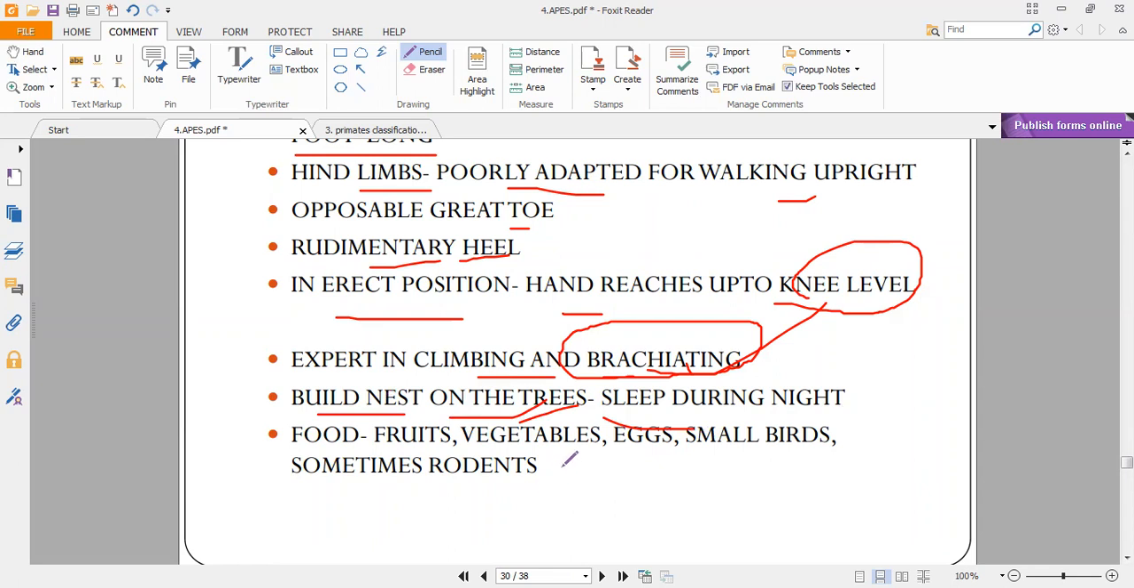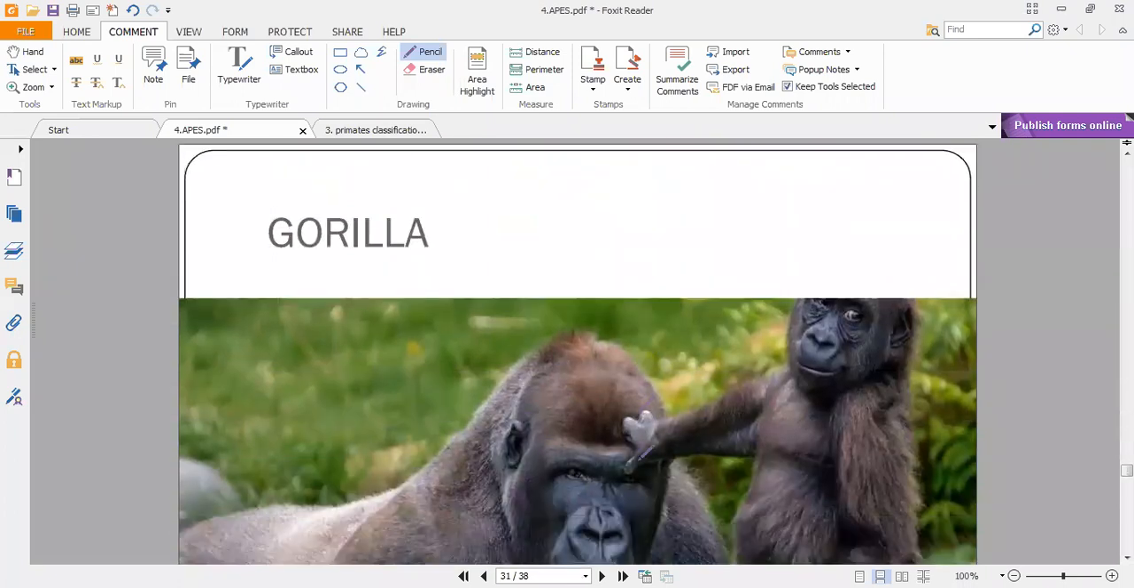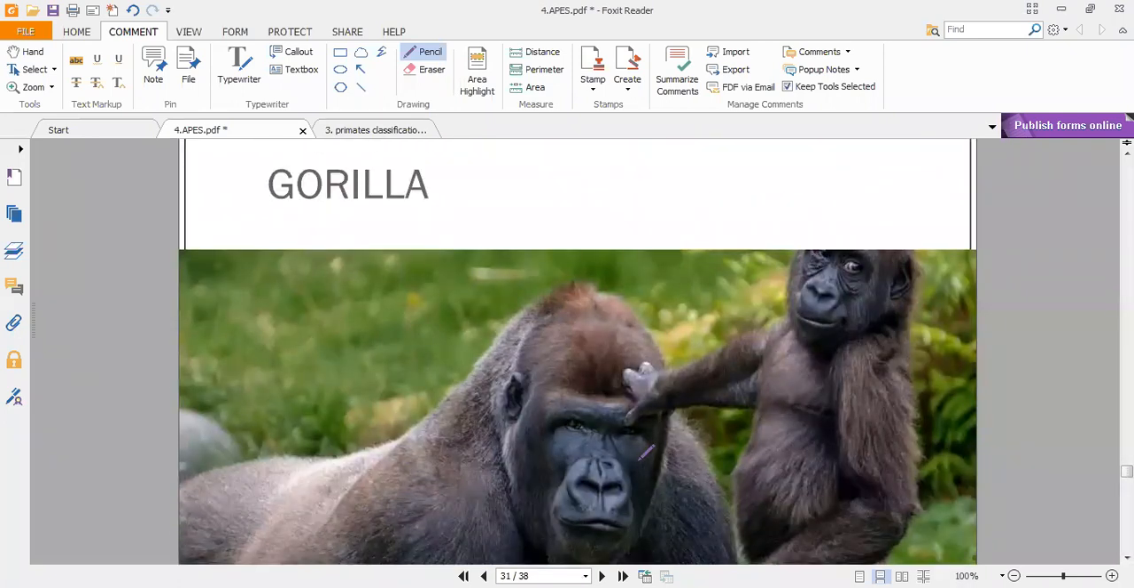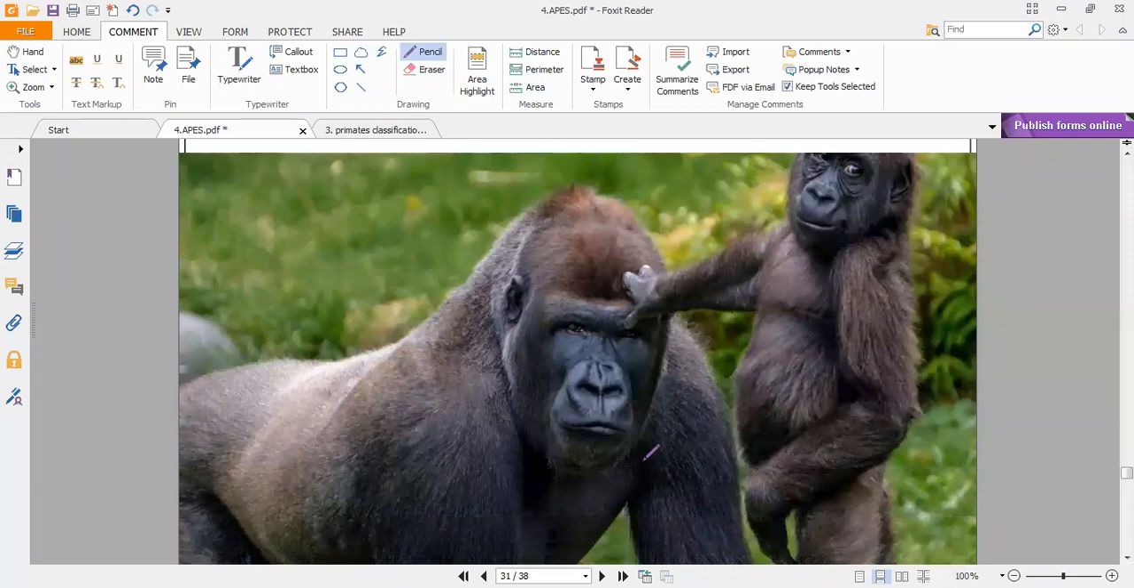And if you talk about the food habit, they are again omnivores. What we have observed is that all the apes, including human beings, are omnivores. They eat fruits, vegetables, eggs, small birds, and sometimes rodents also, like mice. The last one is the gorilla. Gorilla is the largest one among all the apes.